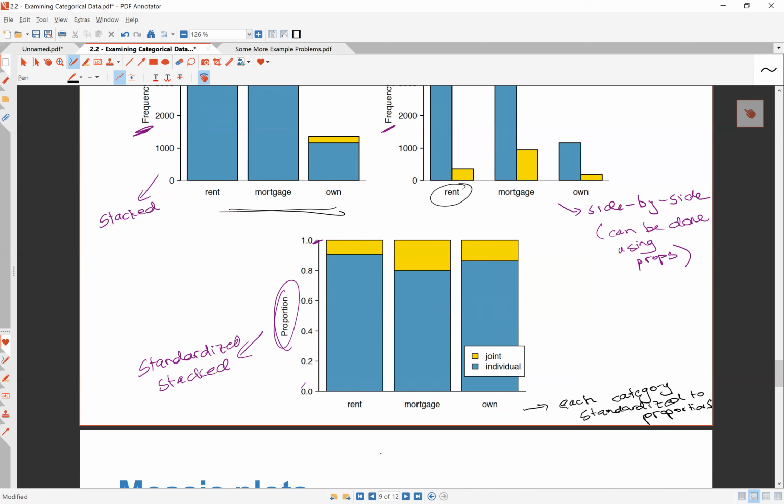So this is the useful one if you're trying to say, if we look at people with a mortgage, we have a higher proportion of joint applicants than if we look at people who rent, right? So whenever you do this kind of visualization, you just want to make sure you're doing one that's appropriate for the question you're trying to answer.